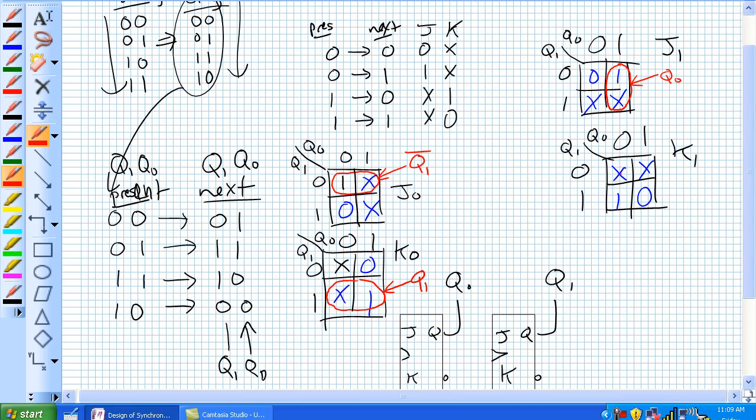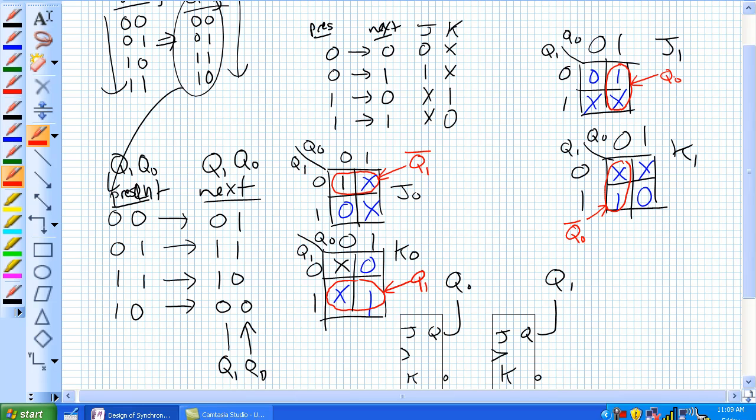So K1, what I would group is this guy, and that's a not Q0. So again, when do these things toggle? Well, we'll implement these things, and we'll see when they toggle and when they set and when they reset. So now what we need to do is implement these things.